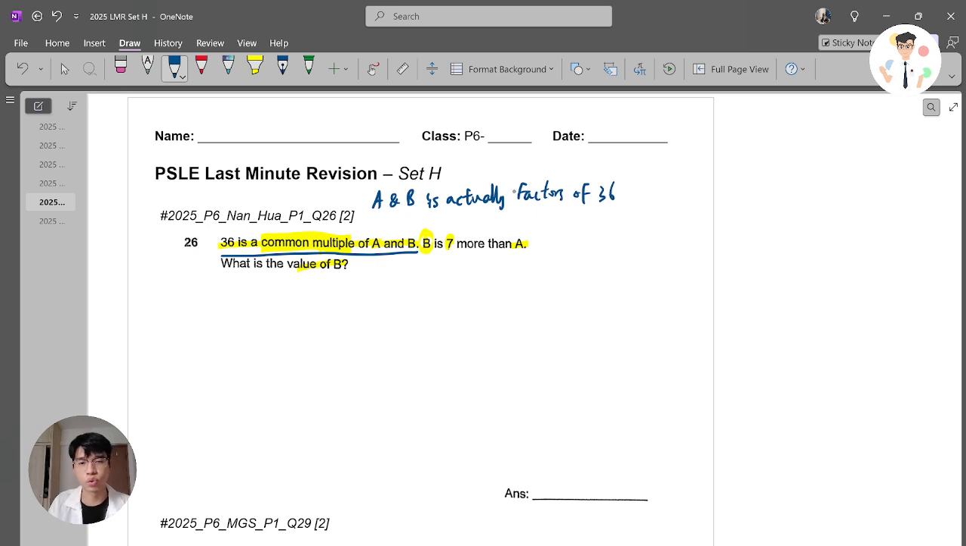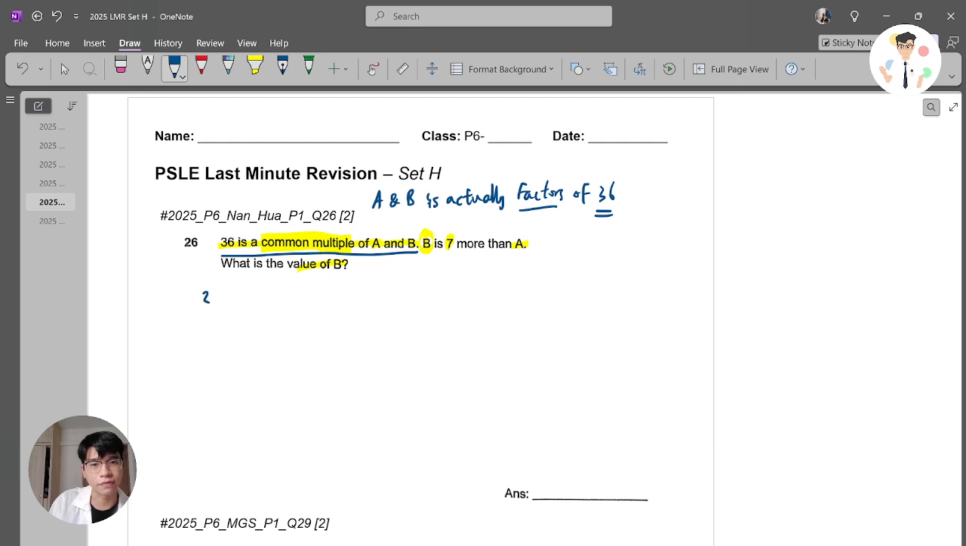In case you don't know what a multiple and a factor is, factors are the numbers that build up to become, for example, 36. For example, 1 times 36 is 36, so 1 and 36 are both factors of 36. Now I know that 36 is a common multiple of A and B. This tells us that A and B are factors of 36. Let me just repeat this.